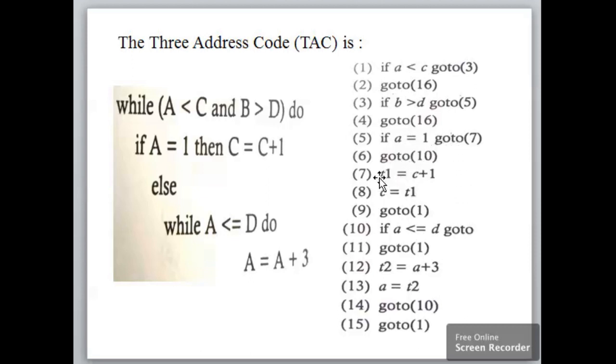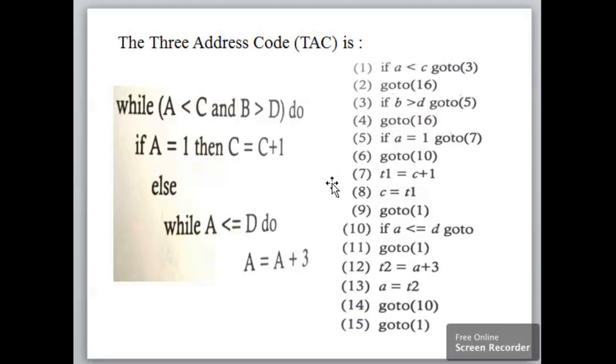So c equals c plus 1, we have written as t1 equals c plus 1 and c equals t1. Which is the statement number? Go to 7. So the control would go to 7. If this condition is false, then it would be go to 10. Which statement? That is the else part. Which is the else part? While a is less than or equal to d. So I have put 10 over here. Let us see how it's 10. Yes, the 10 is going to be while a is less than d.